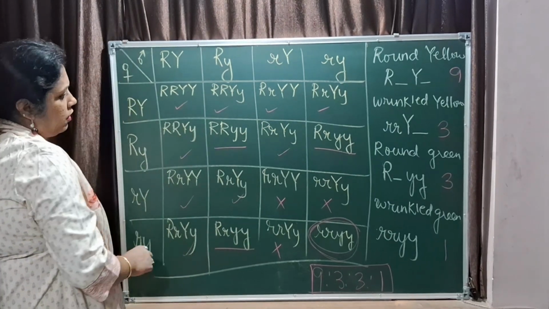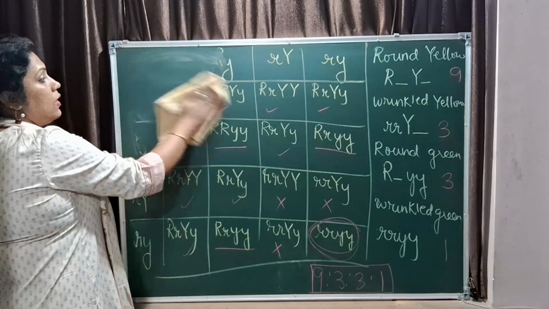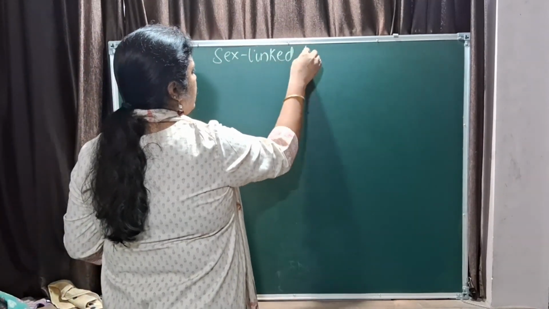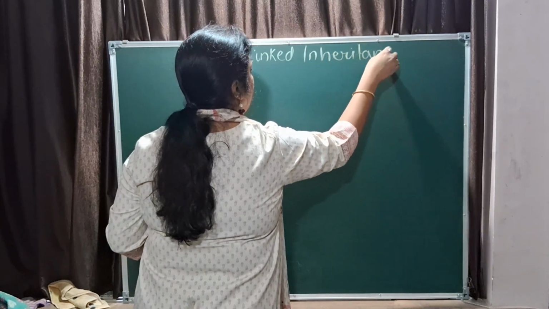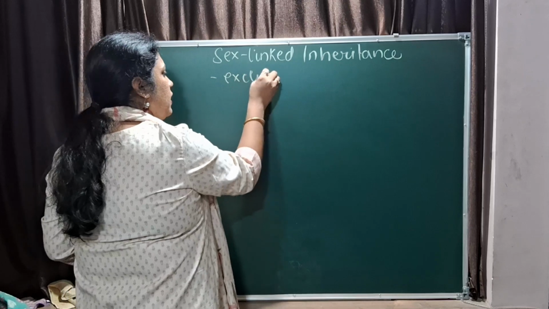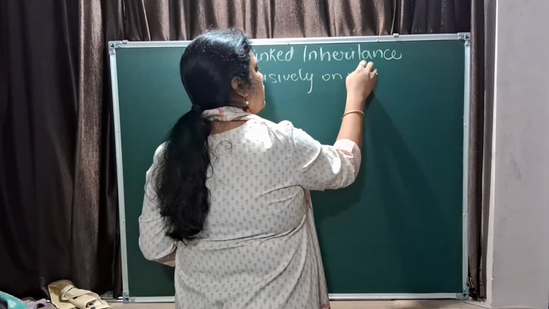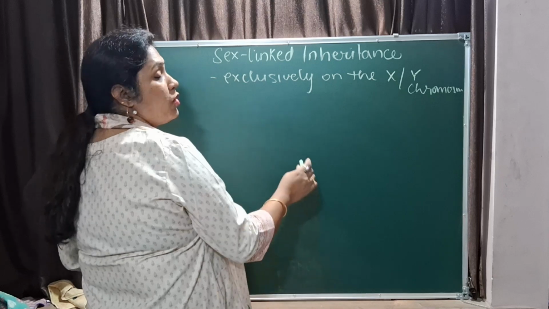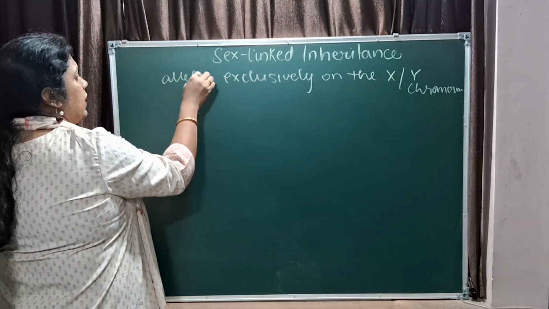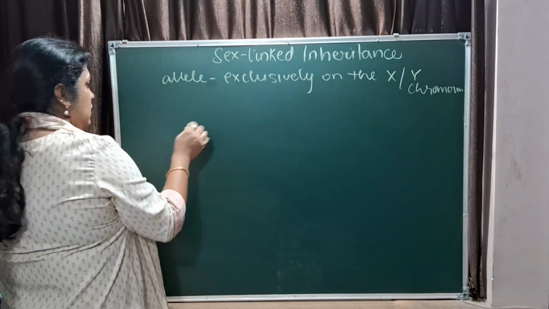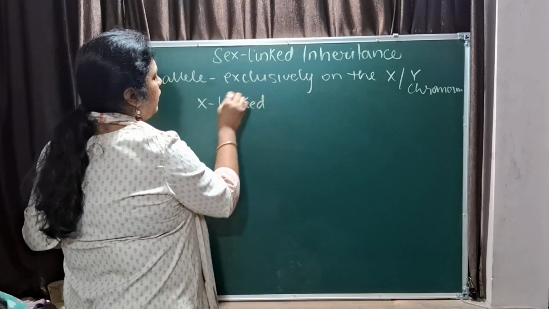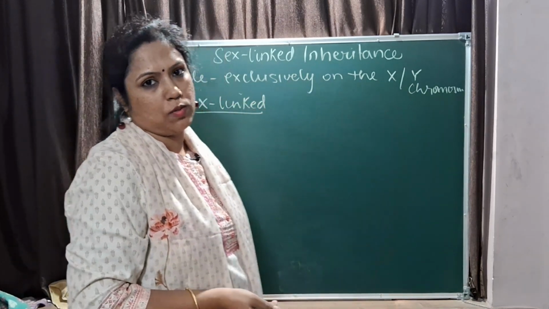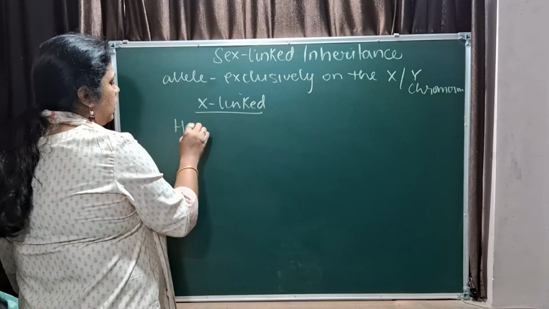Is that clear? Next topic for this, which is important for the exam, is your sex linked inheritance. Sex linked inheritance is the inheritance of any disorder or character which is present exclusively on the X or Y chromosome. Okay, before talking about exclusively, this you have to write it. The allele should be exclusively on the X and Y chromosome, and if you just bifurcate it as X linked, then you have to write the allele of the inheritance, allele of the disease or the character must be present exclusively on X chromosome.